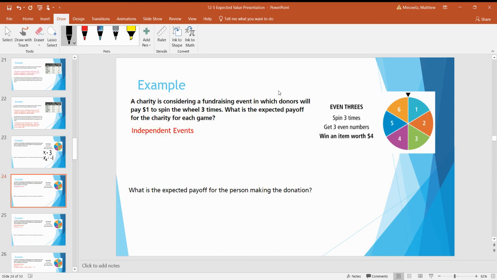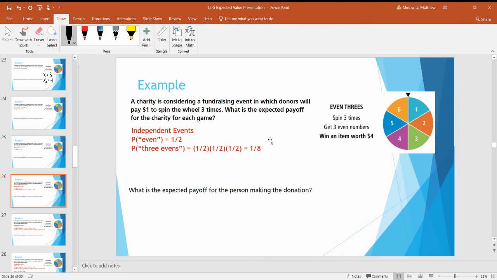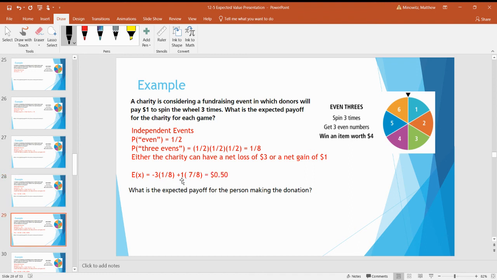So the spinner's independent events, okay, I can use that just to multiply each outcome. The probability that it lands on an even is 1/2. Half of the numbers are even. So the probability that the person wins is 1/8. Half times half times half. Now, like I said, the charity can either lose 3 if the person wins, or the charity can get $1 if the person loses. So 1/8 of the time, the charity is going to lose $3 because the person's going to win, and 7/8 of the time, the charity is going to win $1. So overall, the charity should average gaining 50 cents per person.